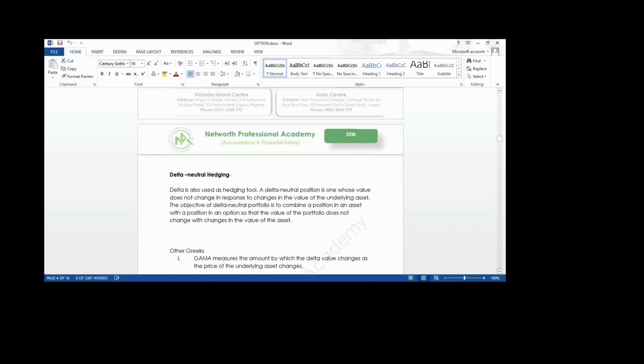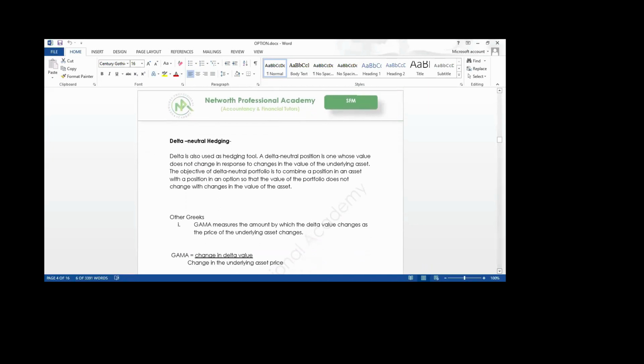The objective of a delta neutral portfolio is to combine a position in assets with a position in option so that the value of the portfolio does not change. For the value of the portfolio not to change, total delta must equal 0. God willing, we demonstrate this tonight also.